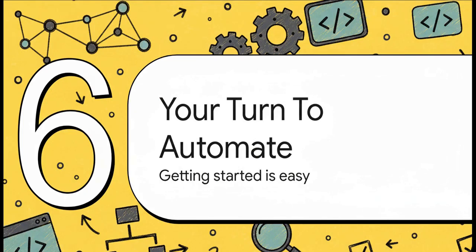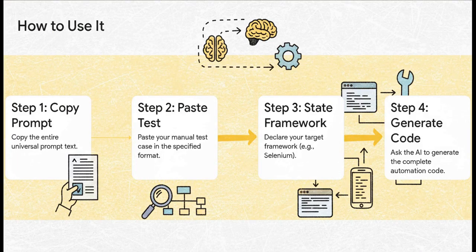And the best part is, this isn't some far-off theory. This is a practical tool you can start using right now. And getting started is incredibly straightforward. Here are the exact steps from the source. You copy the whole prompt, you paste in your formatted test case, you tell it your target framework, and you just ask it to generate the code. That's it. You've just delegated hours of tedious work to your expert AI assistant.